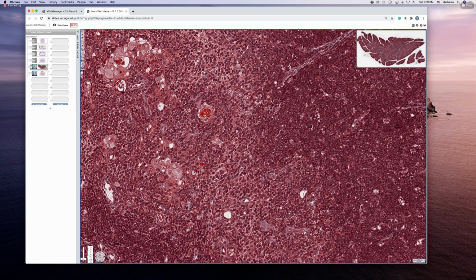So what are these structures called? Thymic corpuscles or Hassall's corpuscles. That is what we call them. Here is a good example. Here's another example of one that is in process.